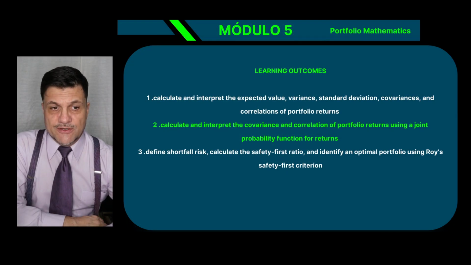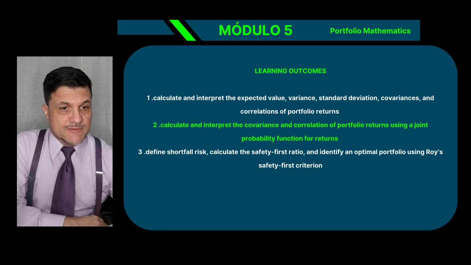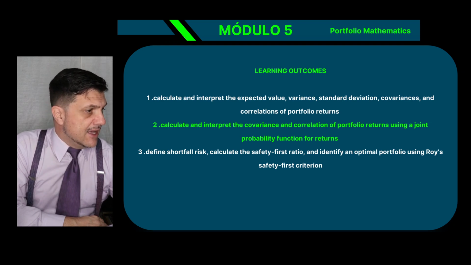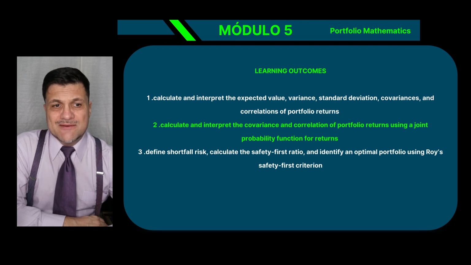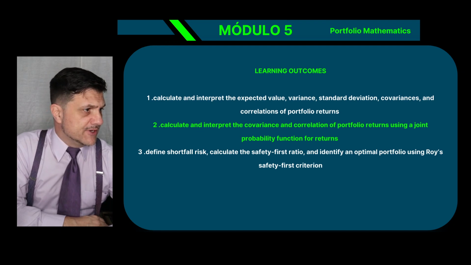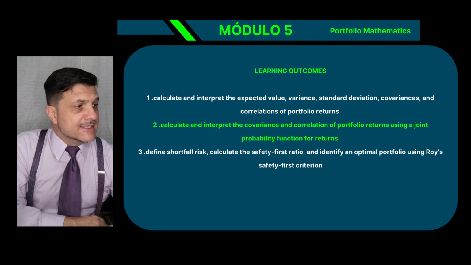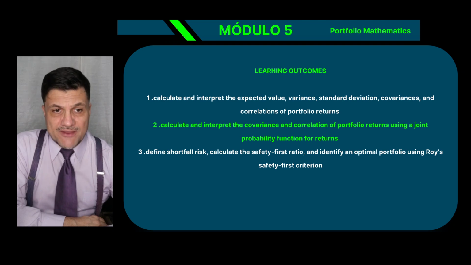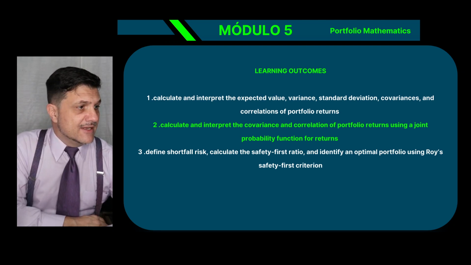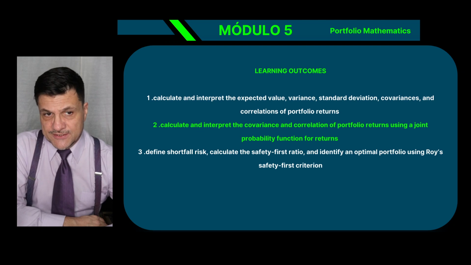All right, friends, there we go. So those are the learning outcomes in this module. Calculate and interpret the standard deviation, covariance, correlation, and shortfall risk. What else do they call it here? Safety first risk. So again, let me summarize those learning outcomes for you. It's mentioning the standard deviation, the covariance, and the correlation of returns of a portfolio.